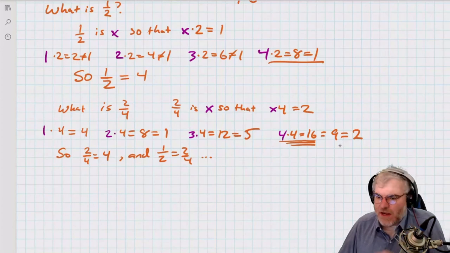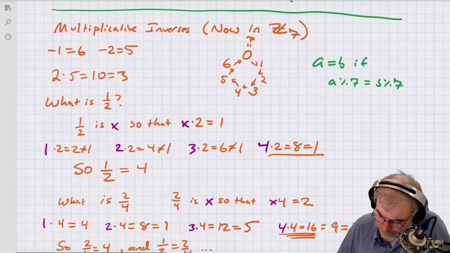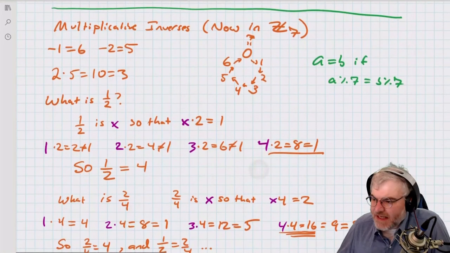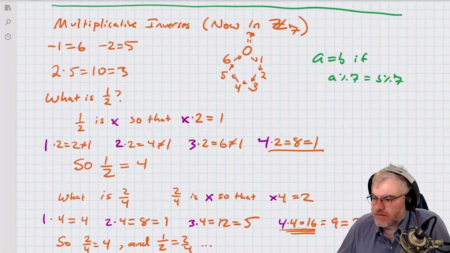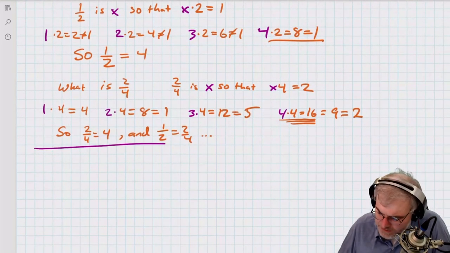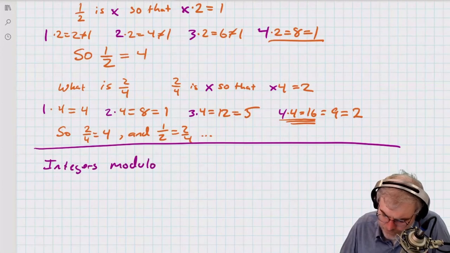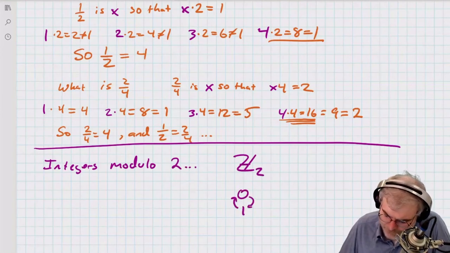The ring of integers modulo n. But Z7 was nice. Okay. Well, let's talk about another one. How about integers modulo 2? This thing is called Z2. And it consists of 0 and 1. So 3 equals 1, 2 equals 0, negative 1 equals 1.